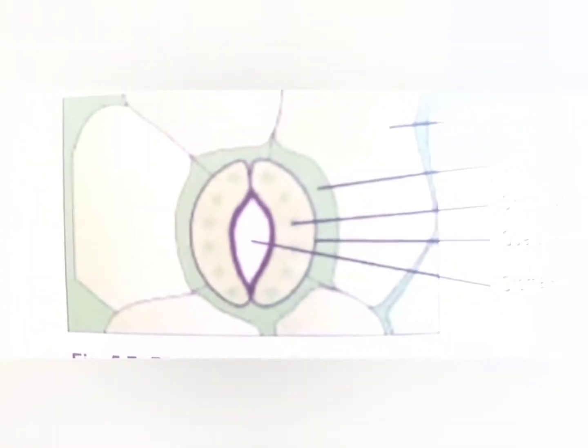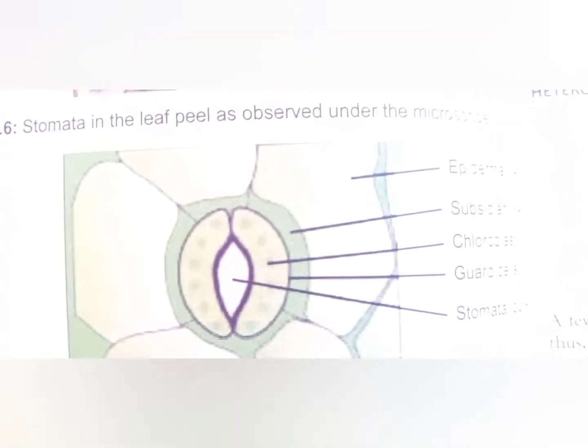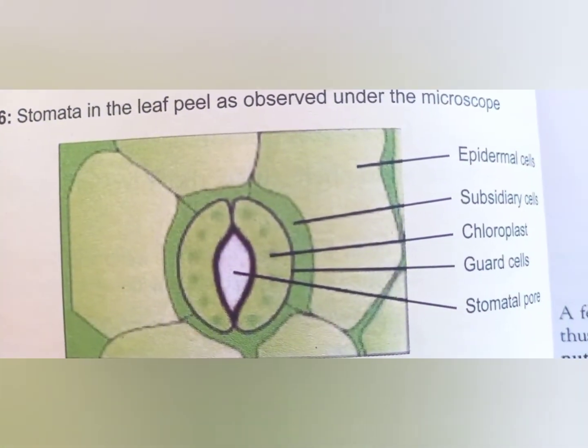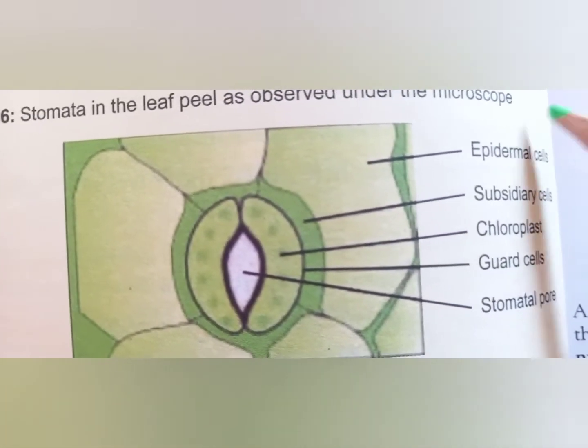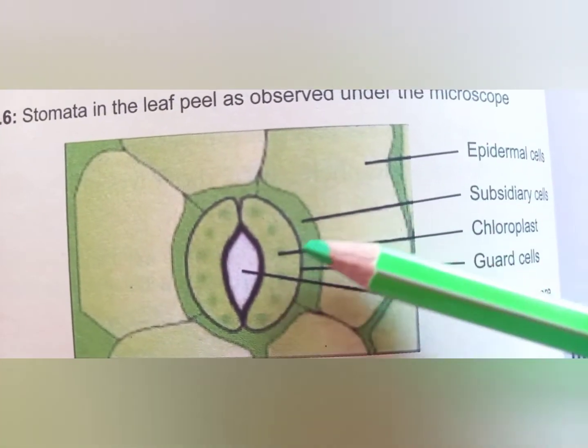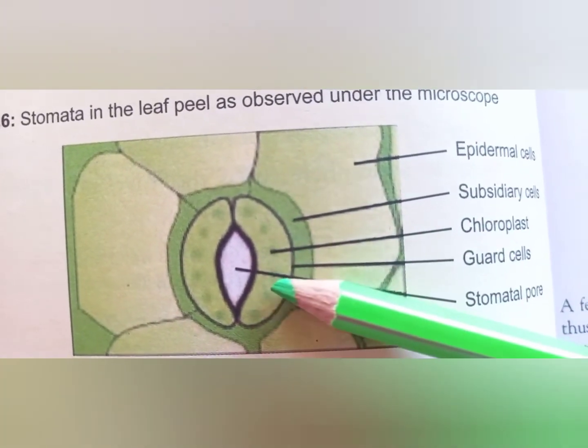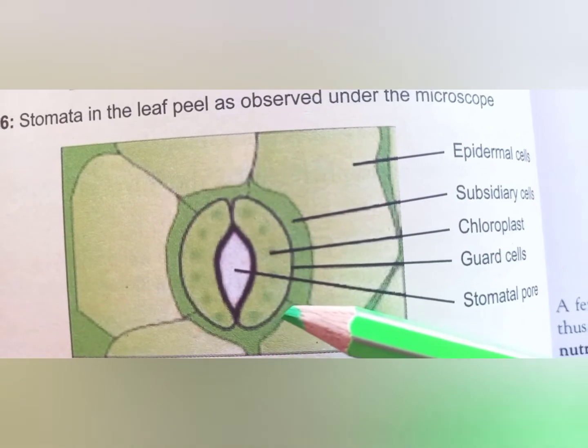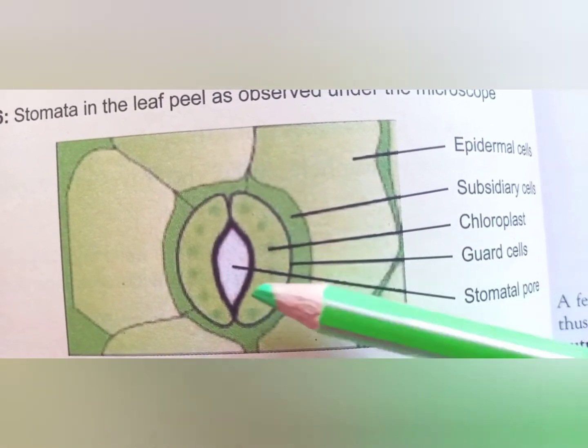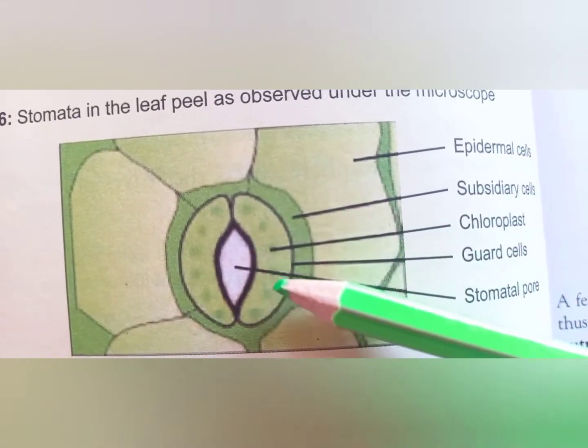You can see the guard cells and the small openings. So this is the stomata present in the leaf. Another one, this is the detailed structure of stomata. These are the epidermal cells, these are the subsidiary cells, then these are the guard cells, and you can see the stomatal pore, and there are the chloroplasts.